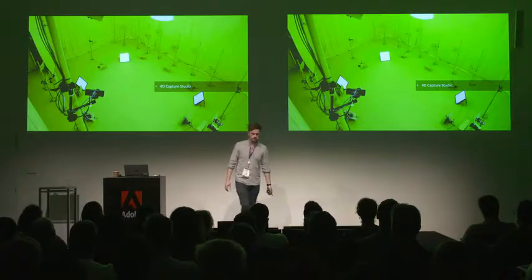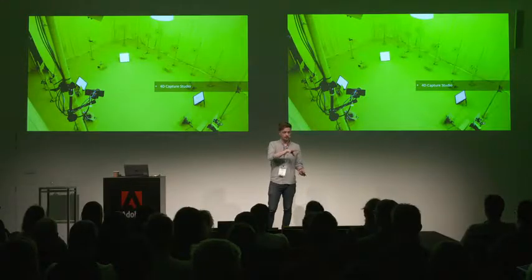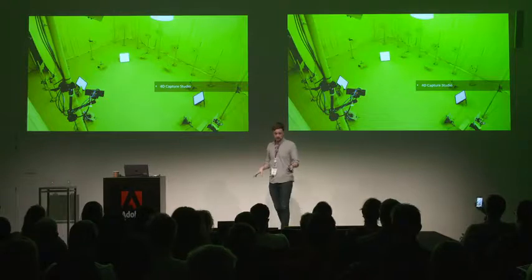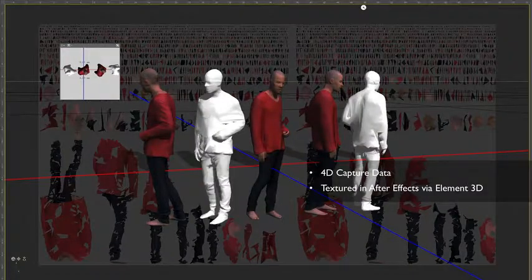To film it, we went into this 4D capture studio, which is just a full green screen surrounded by cameras, and it was really, really cool. What we got as data out of that was a sequence of OBJ objects with textures, and here's an idea of what that looked like inside of After Effects.